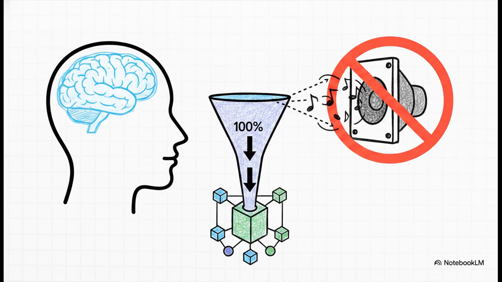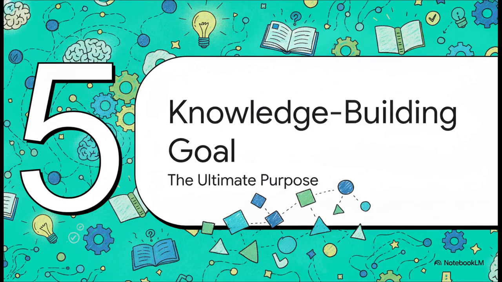In fact, the text literally says, quote, "without using any music or background music." Now, cognitively, that's fascinating. You see, background music actually uses up working memory. By demanding silence, the mandate ensures 100% of your brain's bandwidth is dedicated to absorbing these complex concepts, no distractions. Which brings us to our final section, Section 5, the knowledge-building goal, the ultimate purpose.